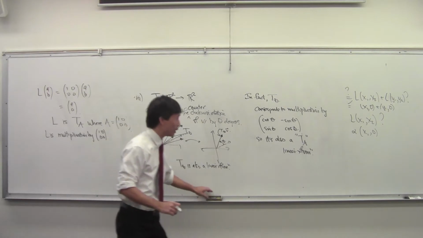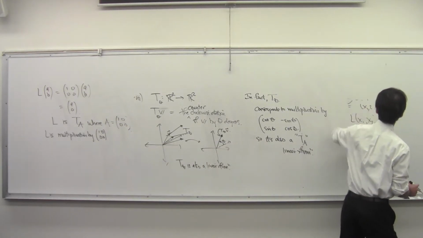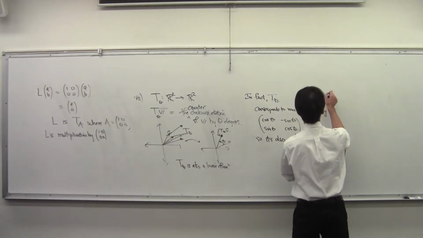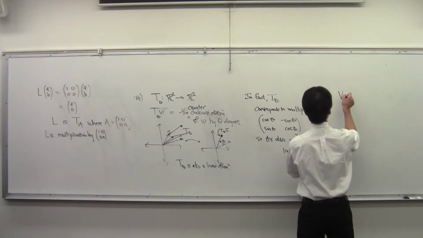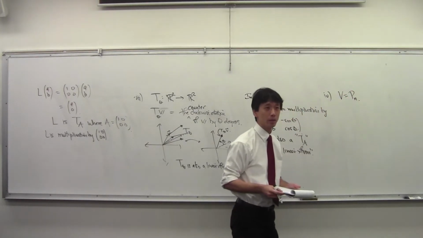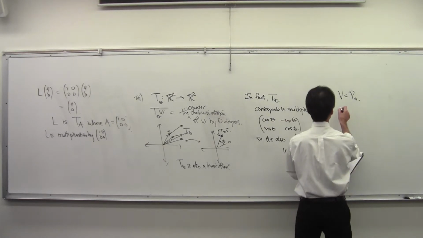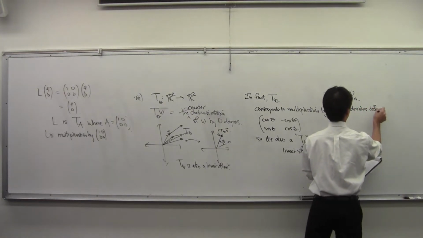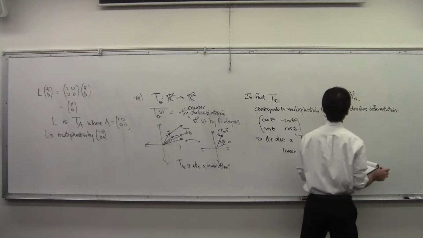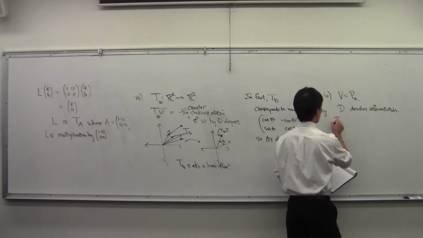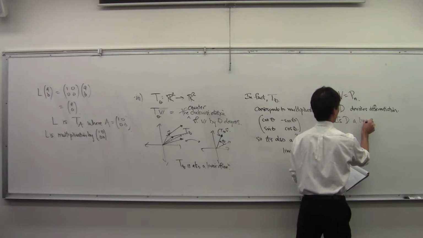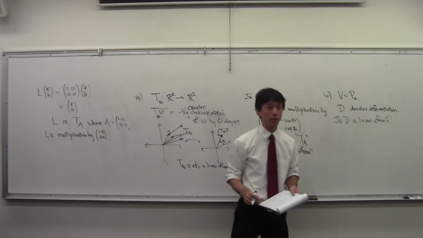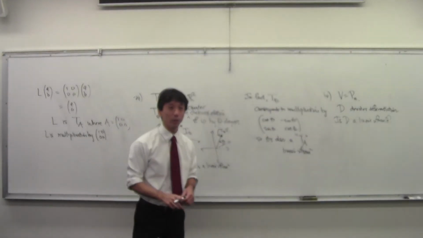Okay. Now I'm going to give you something that will maybe make you think that's not true. Example number 4. Let your vector space be P sub n, polynomials, and let D denote differentiation. Is D a linear transformation? Does it satisfy the two properties that we want?